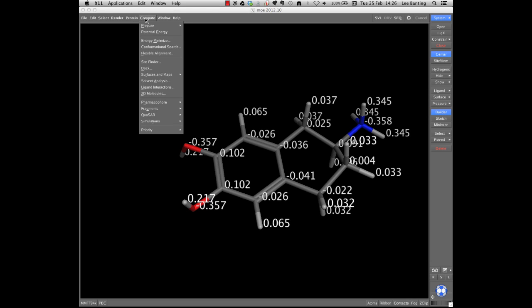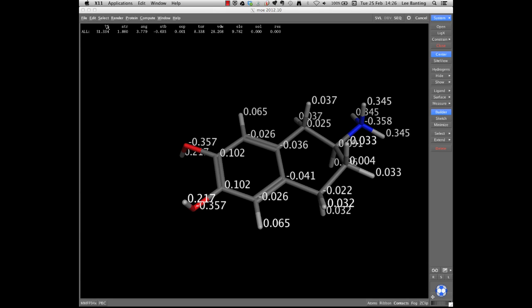Okay, so now we're ready to go. Just to check that we can do molecular mechanics on this and calculate energies, if I do an energy calculation, you can see that I have a value of 51.3 here, and all of the components of the force field are being calculated there. You can run that in slow motion to have a look at that later.